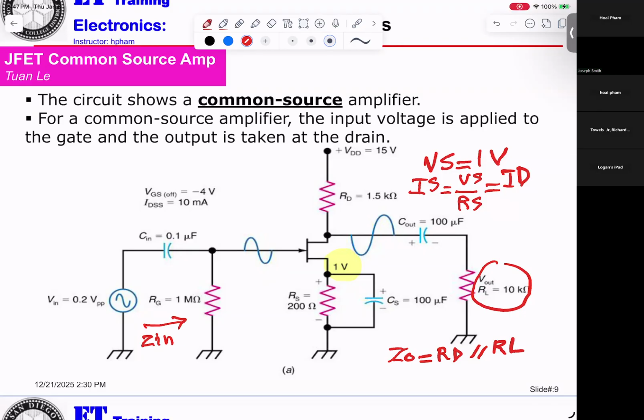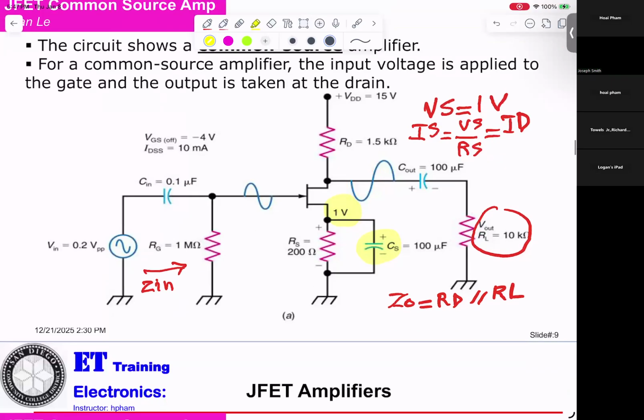And later on, you can see the capacitor here. Same thing like common emitter in the bipolar. That's a bypass, right? Bypass capacitor.